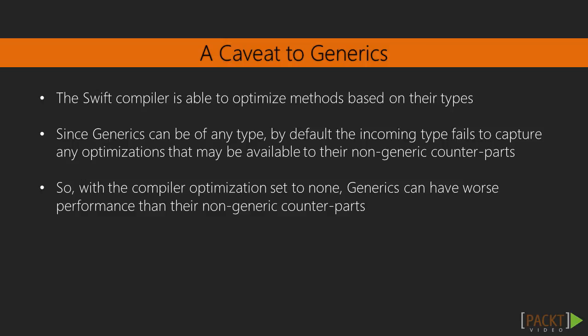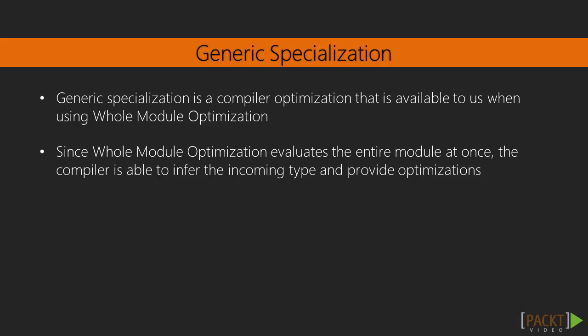However, with your compiler optimization set to none or even fast, the Swift compiler cannot optimize a generic method since the incoming object can be of any type. Generic specialization is a compiler optimization that is afforded to us by whole module optimization. Since whole module optimization compiles the entire module rather than a single code file, the compiler is able to infer the type and perform any necessary optimizations that the type is eligible for.